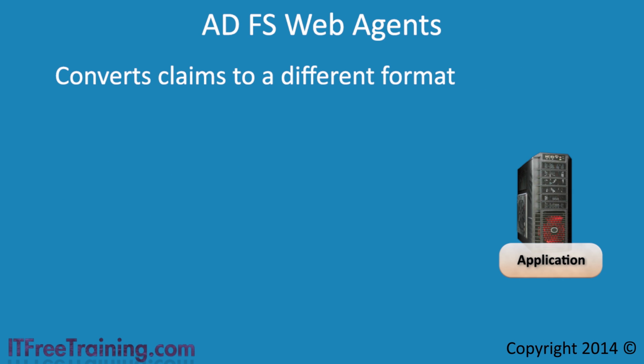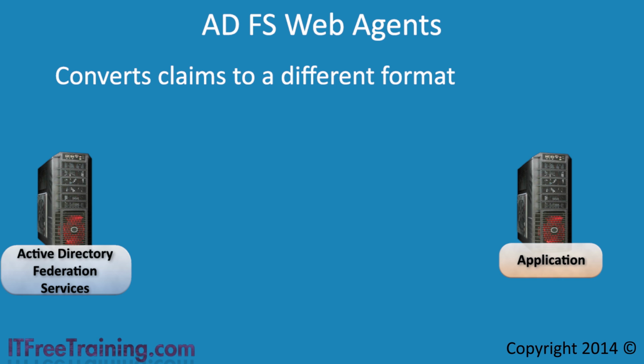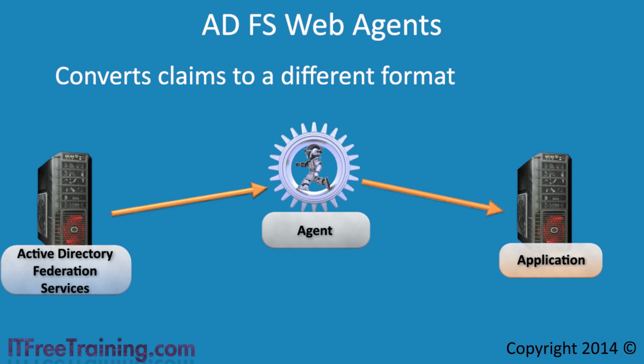Let's say you have an application running on a server, and this server only accepts NT security tokens. You also have Active Directory Federation Services running. The problem is that it creates a security token that has a claim in it. However, it is not an NT security token. To get around this, you have an agent running in between. This agent will take a security token issued by Active Directory Federation Services with the claim inside and change it into an NT security token. This provides a way for claim-aware applications to work with Active Directory Federation Services that only accept NT tokens.